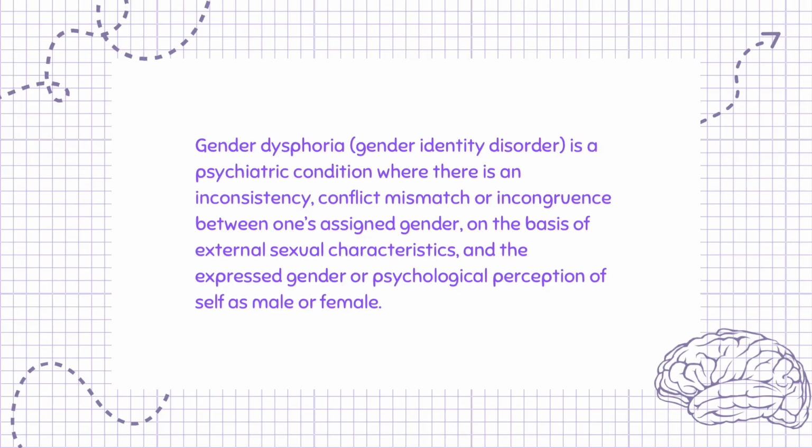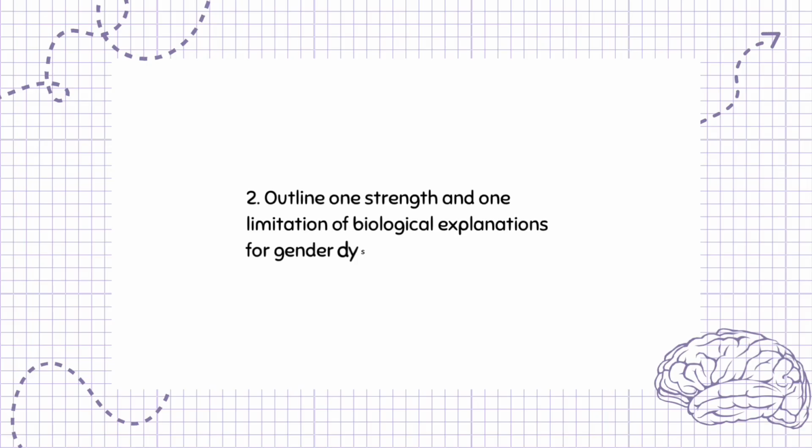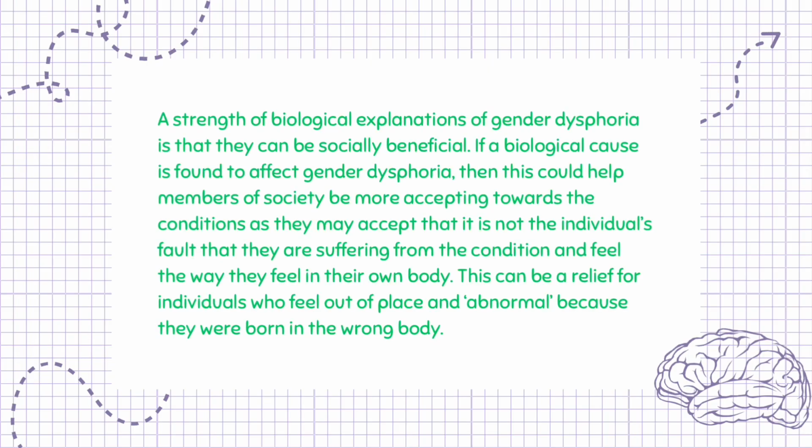or female. Question 2. Outline 1 strength and 1 limitation of biological explanations for gender dysphoria. 6 marks. A strength of biological explanations of gender dysphoria is that they can be socially beneficial. If a biological cause is found to affect gender dysphoria, then this could help members of society be more accepting towards the conditions, as they may accept that it is not the individual's fault that they are suffering from the condition and feel the way they feel in their own body.